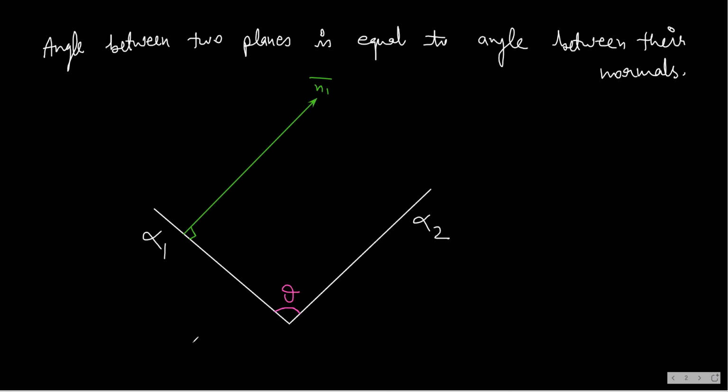Remember, students, you are looking at the plane from the front. It is the front view. That is the reason that you see the plane as two lines. This is alpha 1. And then the normal to plane alpha 2 is n2 bar. It can be anywhere, not necessarily here only. It can even be here. It can just be anywhere.